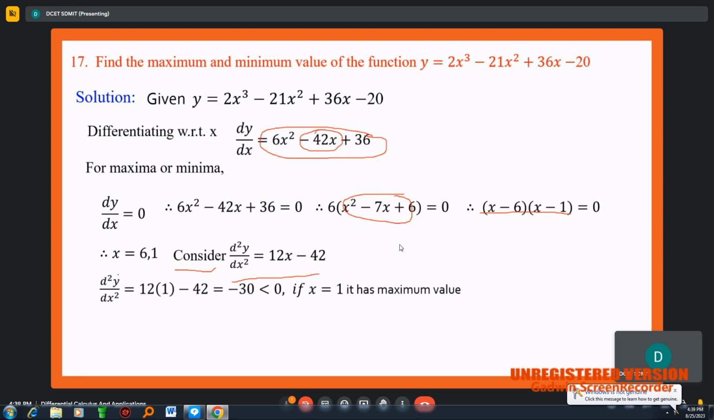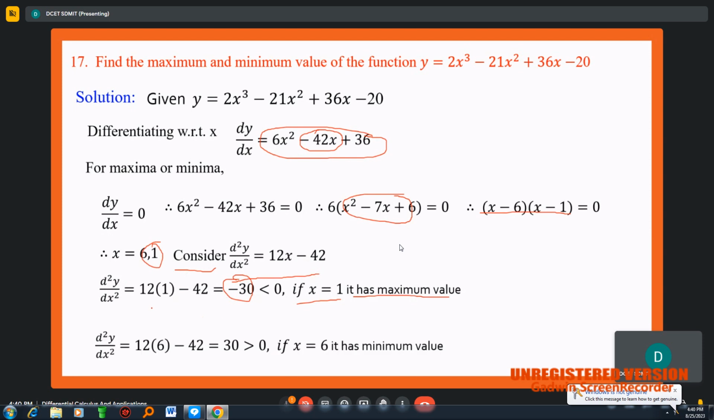Therefore, we have to find out here d square y by dx square, which is equal to 12 into... first I'll find considering the point x is equal to 1. When we are substituting x is equal to 1 in d square y by dx square, 12 into 1 minus 42 which is minus 30, which is less than 0. If x is equal to 1 and less than 0 comes, then it is a maximum value. F double dash of C is less than 0, then maximum. F double dash of C is greater than 0, then minimum.